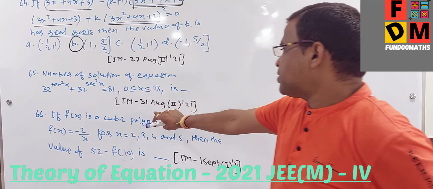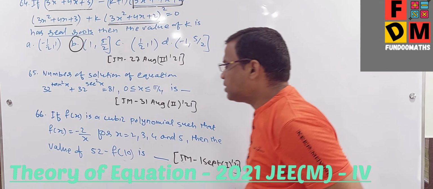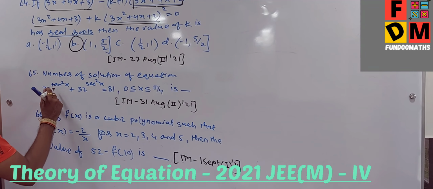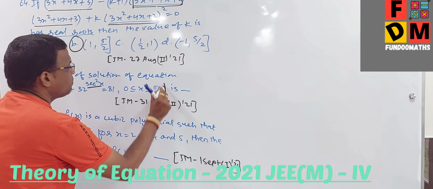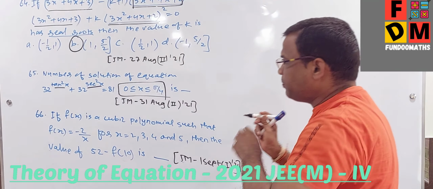Next question, this is 31st August, just 2 weeks back, second shift: number of solutions of the equation. We have done this kind of question with sine square and cos square. This is with tan and sec, again an easy question, 0 to pi by 4 is given. So let us solve this question quickly. Let me try with the black pen.